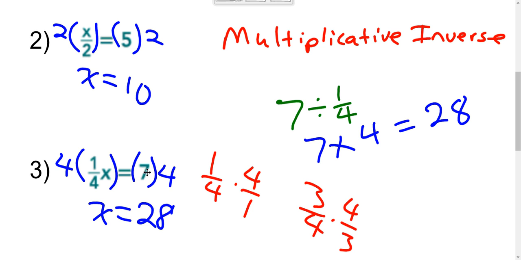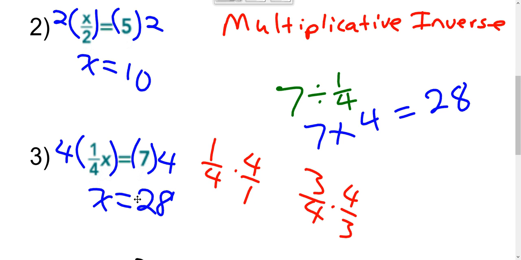So I basically end up doing 7 times 4, which is what I would end up getting to anyway if I divided both sides by 1/4. But this is a lot quicker. All right, so our answer, x equals 28.